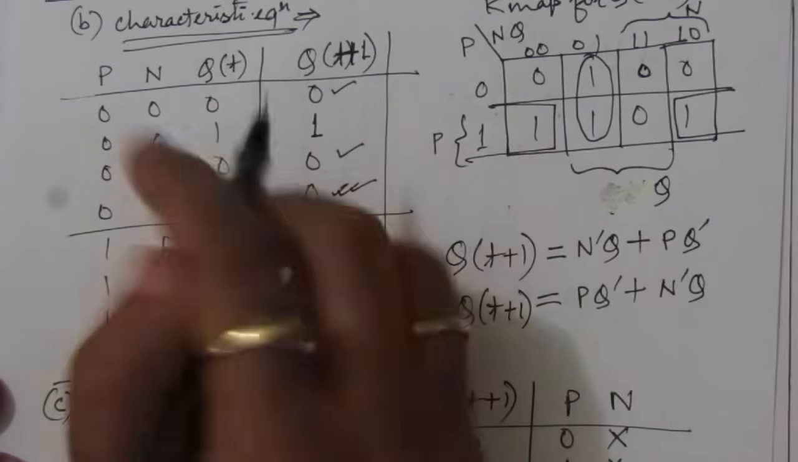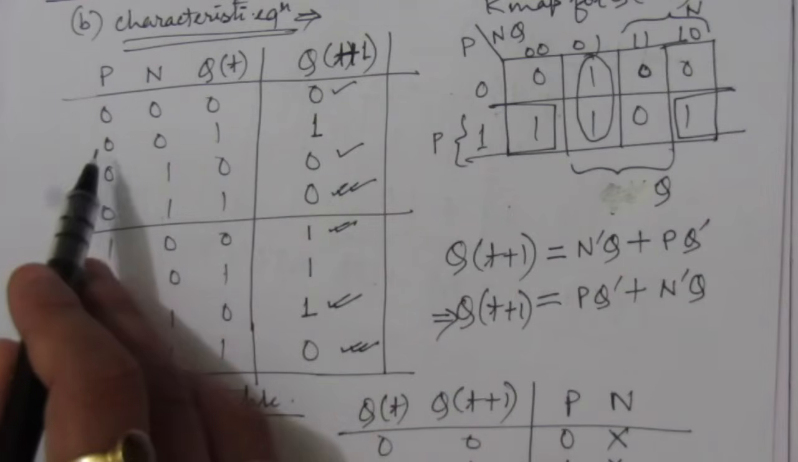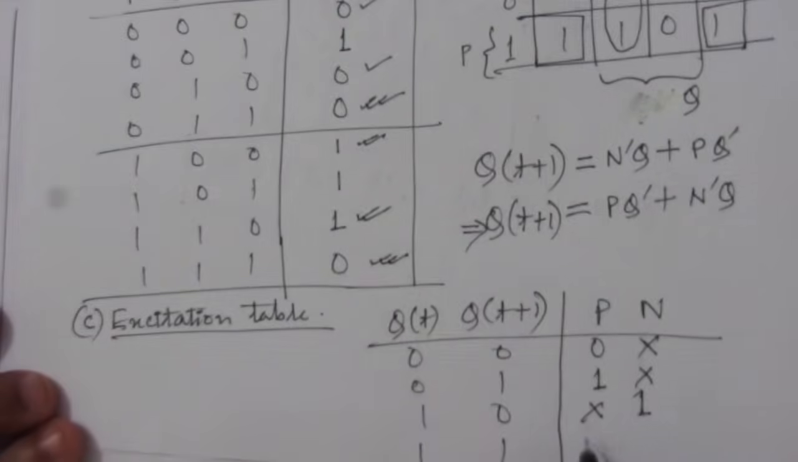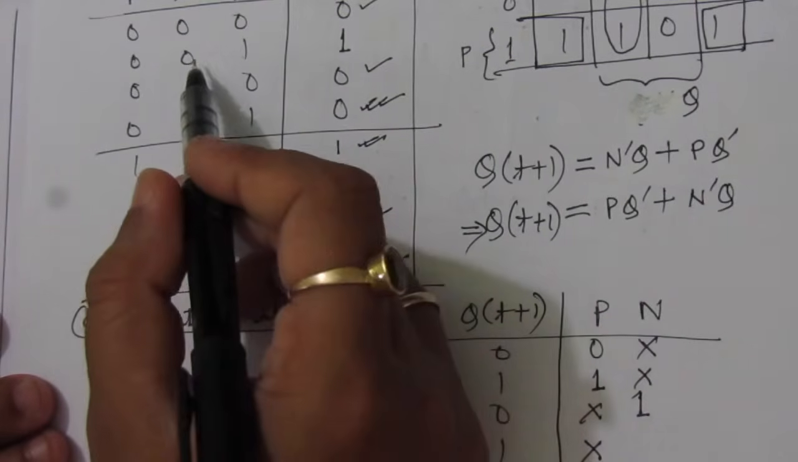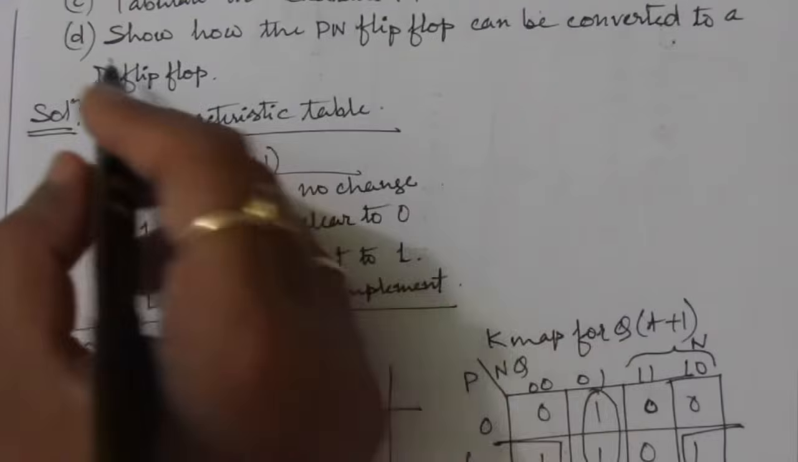Next we have 11. So for 11 we are remaining with this one. The respective inputs are: P is 0 and 1, so we have to write here a don't care condition, and the N value is 0 and 0, so we have to write here 0. So this is the excitation table. Up to the third part we have completed this problem.